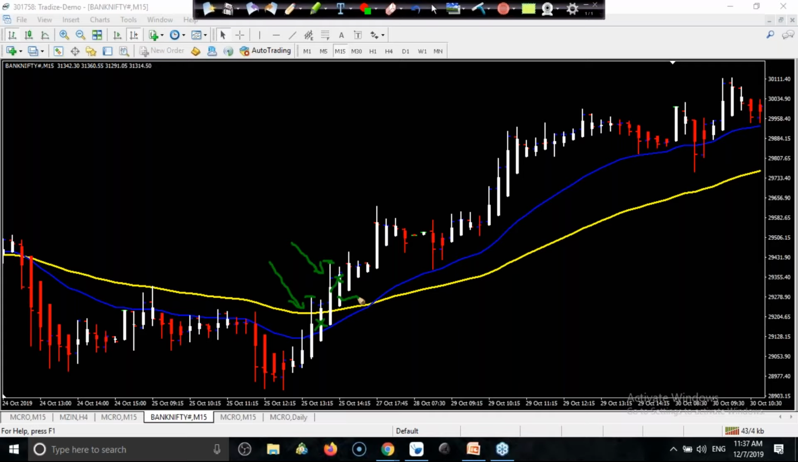There should be confirm the trend and strength. This candle are confirming bullish trend and strength. They break this previous higher point. That means they have a more strength. But this candle don't have strength. This candle also indicating the trend, bullish trend. All right, uptrend, both are. But this candle don't have strength. So that is not counting this candle.